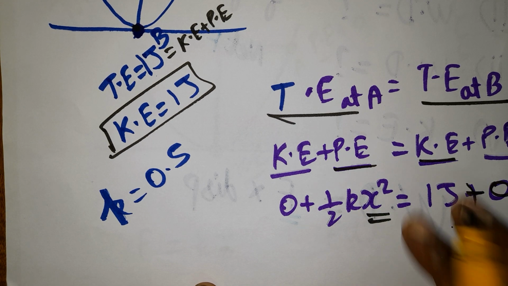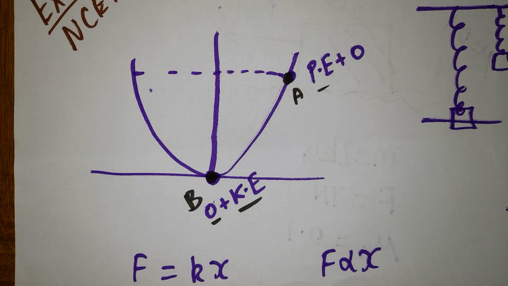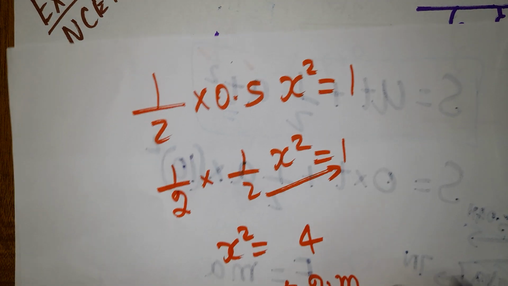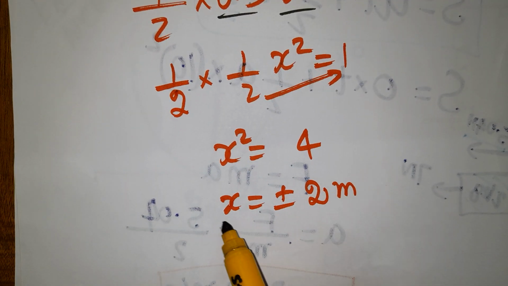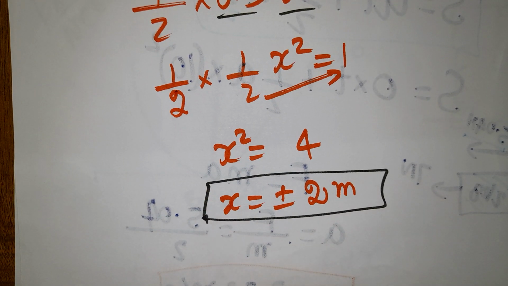Only x is the question mark. How much maximum expansion or compression can be done by using this spring? Half times the k value, 0.5 x square, so dividing, x square is equal to 4, x is equal to plus or minus 2 meters. That's the final answer.